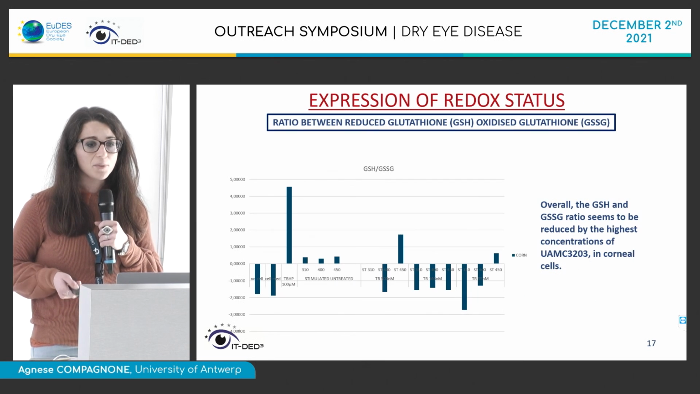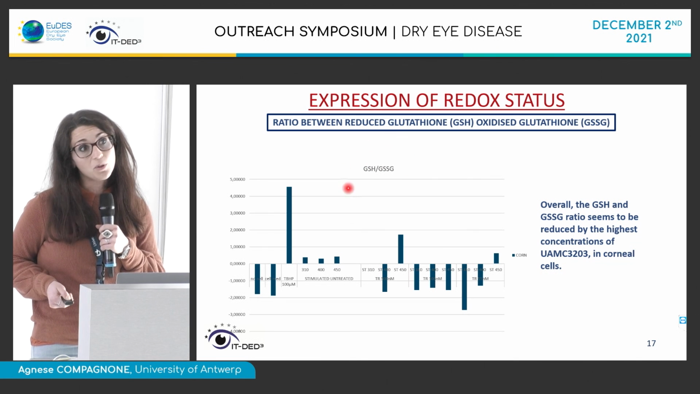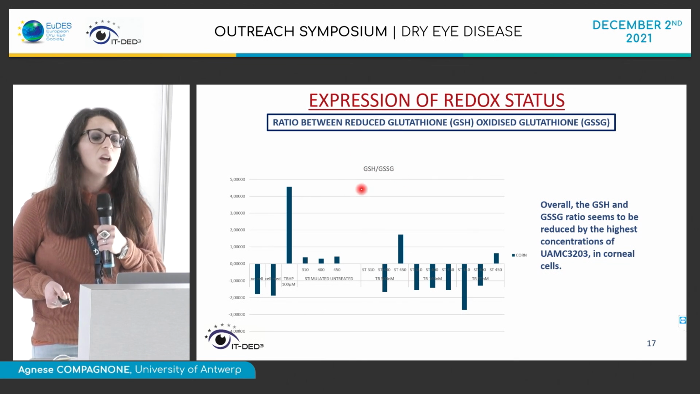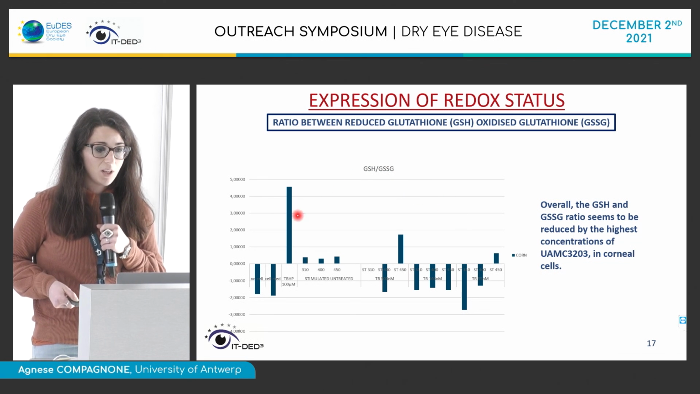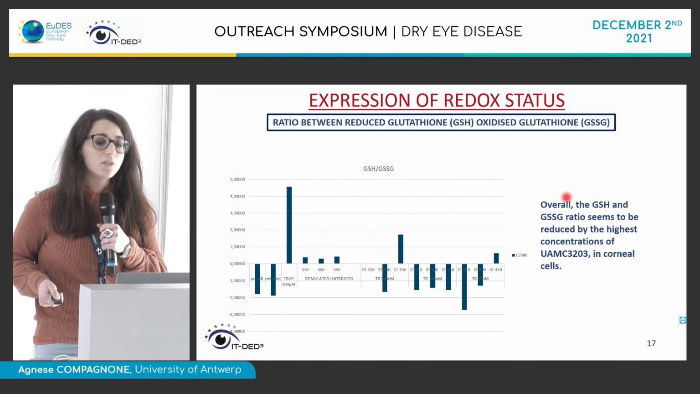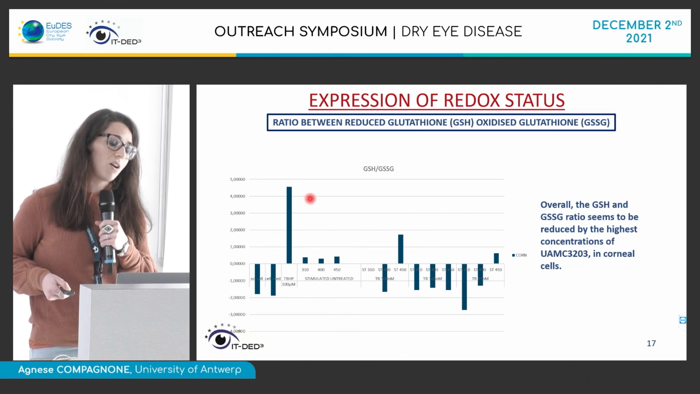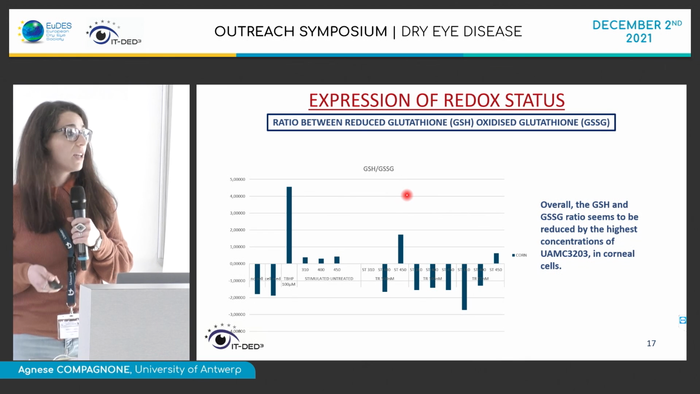And now we go to check another very important biomarker for ferroptosis, which is the ratio between reduced and oxidized glutathione. If the ratio is increased, and this is the positive control, it means that there is oxidative stress. If the ratio is decreasing, the oxidative stress is reduced. So overall, we can say that the ratio seems to be reduced by the highest concentration of the compound in corneal cells.